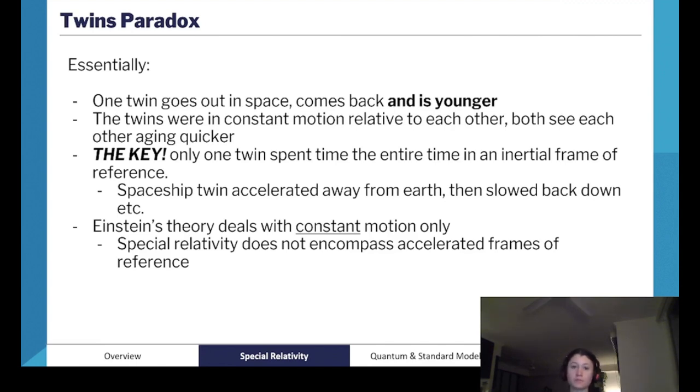So, our spaceship twin actually accelerated, right? So have a think about this. Which twin's frame, therefore, measured proper time, and which measured relativistic time? Have a think about it.